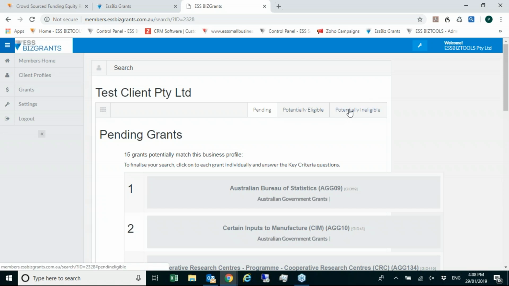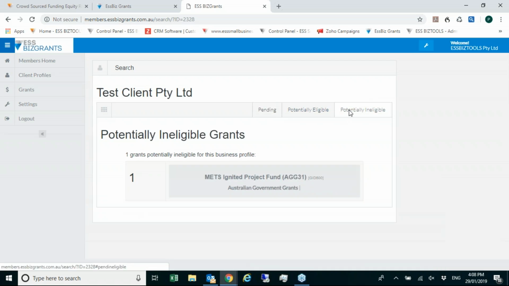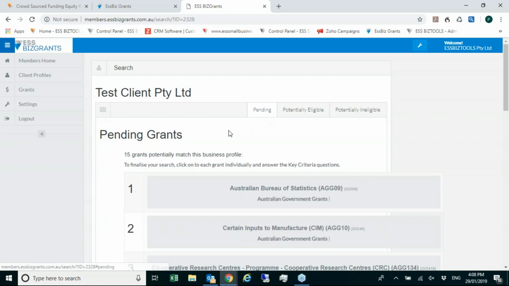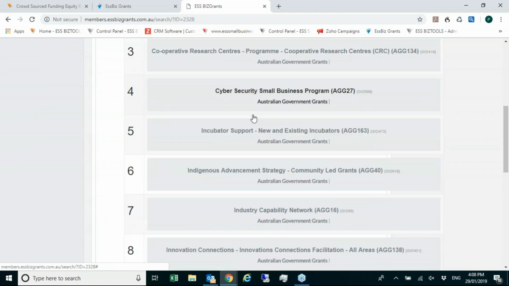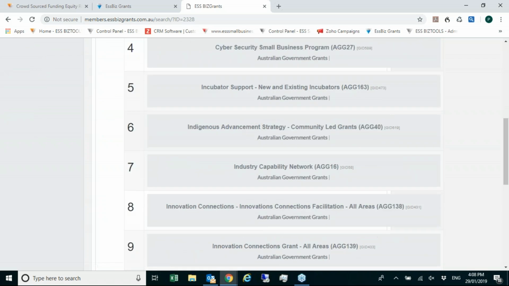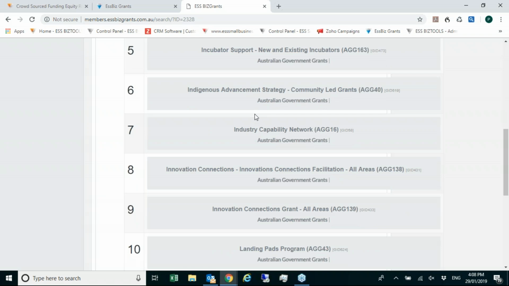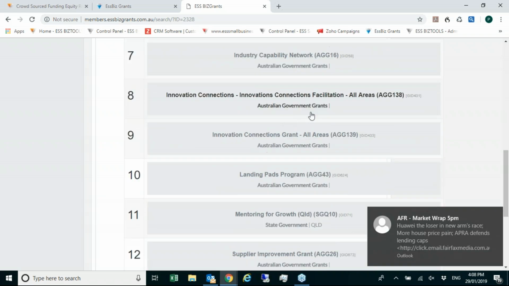Now, we've already worked on this one, so potentially ineligible tells us that this client's not eligible, that grant wasn't eligible, so that's one. And we've got 13 there that are potentially eligible, so 14, and we've still got 15 in pending. So that's where you normally start, 15. When we started, this one had 29 grants in it. Now this was a Queensland company. Let's try to find something that might be Innovation Connection.